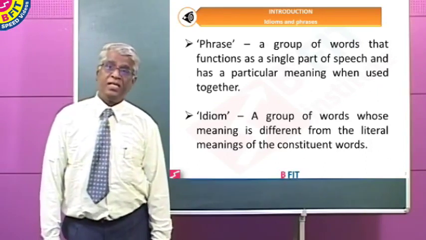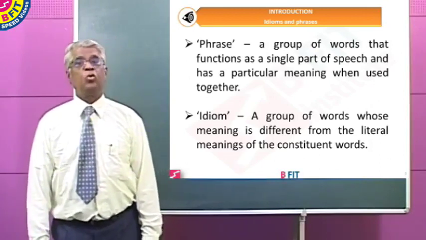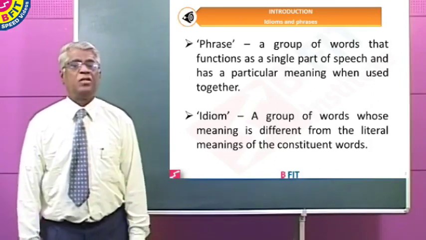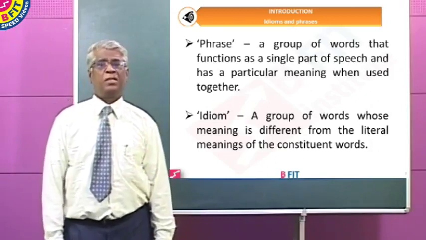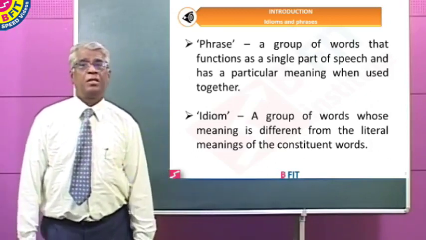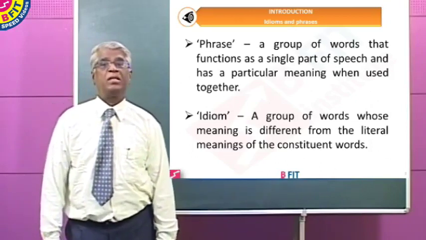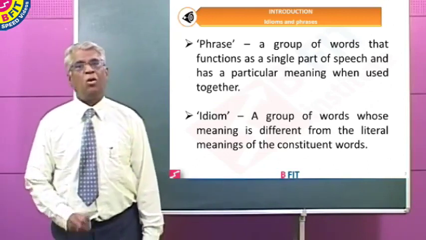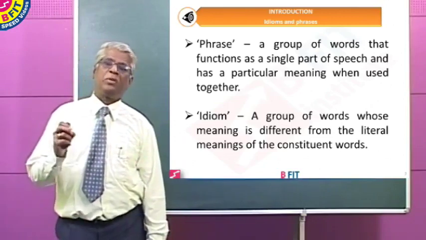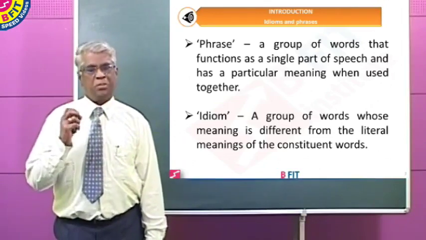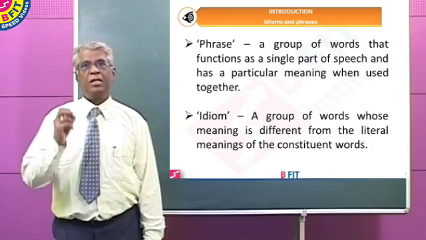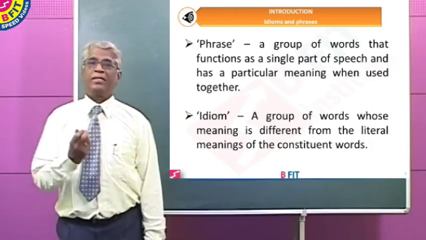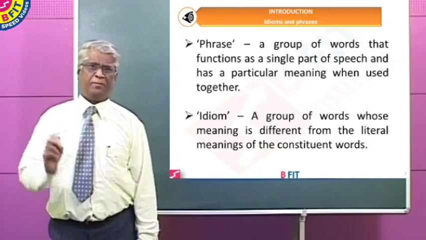Whereas an idiom is a larger group of words whose meaning is different from the literal meaning of the constituent words. Normally, when you say, for example, an ordinary sentence, "Peacock is our national bird," the meaning of this sentence is the sum of the meaning of the constituent words. If you add the meaning of all these constituent words, you get the meaning of the sentence. This is the normal way.